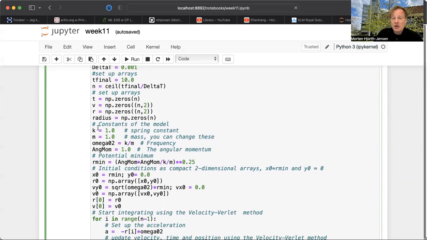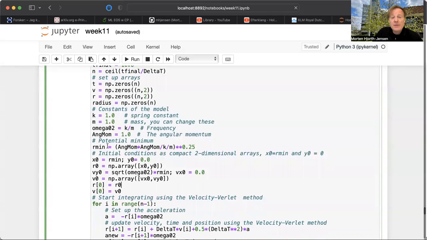We just define these constants to make life simple here. We have an omega 0. I also define an angular momentum equal to 1. So these are just simple choices which I've made. But what I do now is go back to the definition of this R min in terms of the angular momentum. And this corresponds to the minimum value of the effective potential energy.